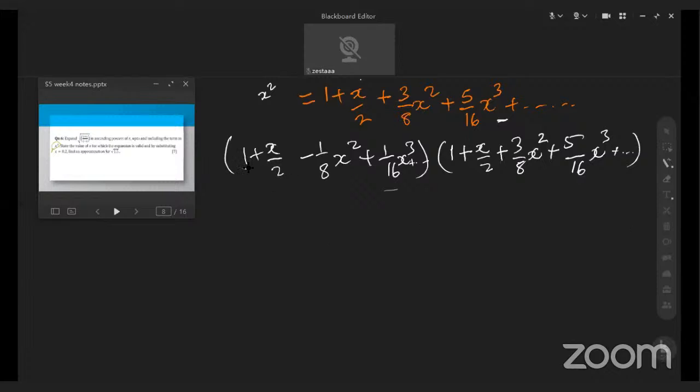You're going to get 1 times the 1, which is 1. Okay? Plus 1 times this, I think we shall get x over 2. Still 1 is multiplying by that, plus 3 over 8x squared, plus 5 over 16x cubed, plus on and on. Okay?